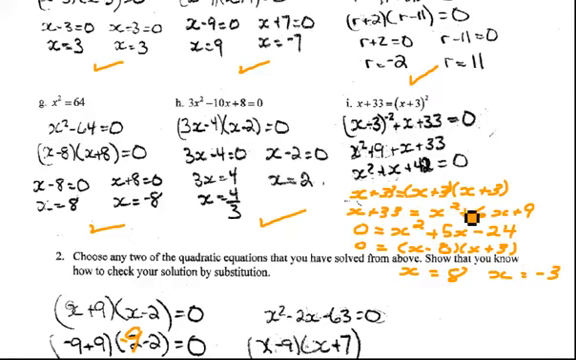And most people forget about the 6x part. So of course x times x is x squared, and the 3 times 3 gives you the 9. But you also have x times 3 is 3x, and 3 times x is 3x. And that's what gives us the 6x.